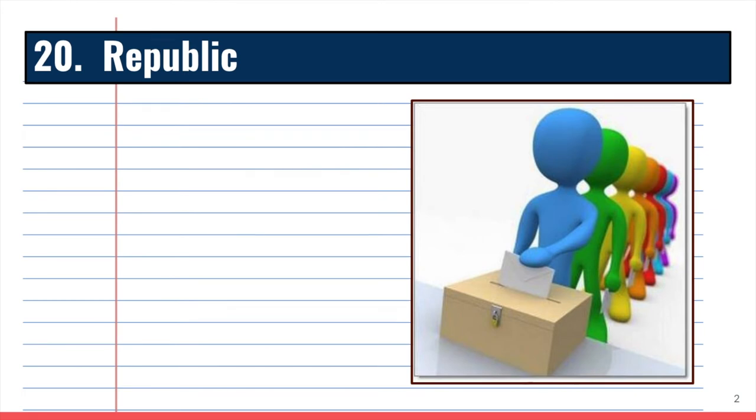We are going to do some vocabulary review before we get into today's lesson. These words are words you've already learned, but they are going to be used in today's lesson, so I am going to review them. The first word we're going to review is republic.